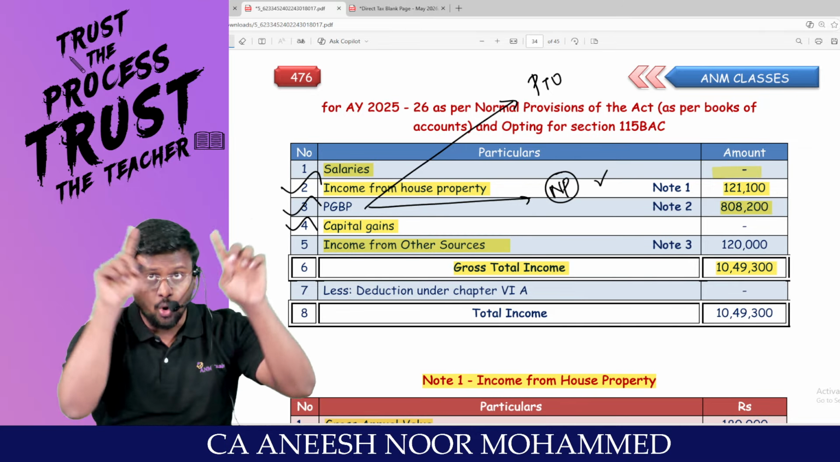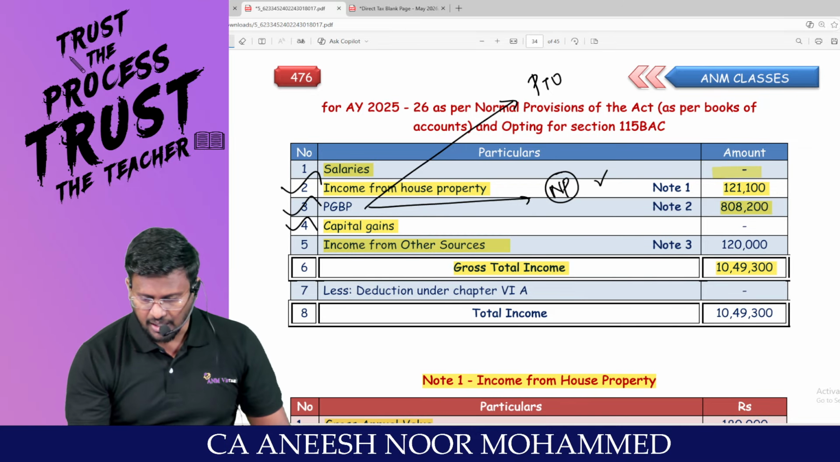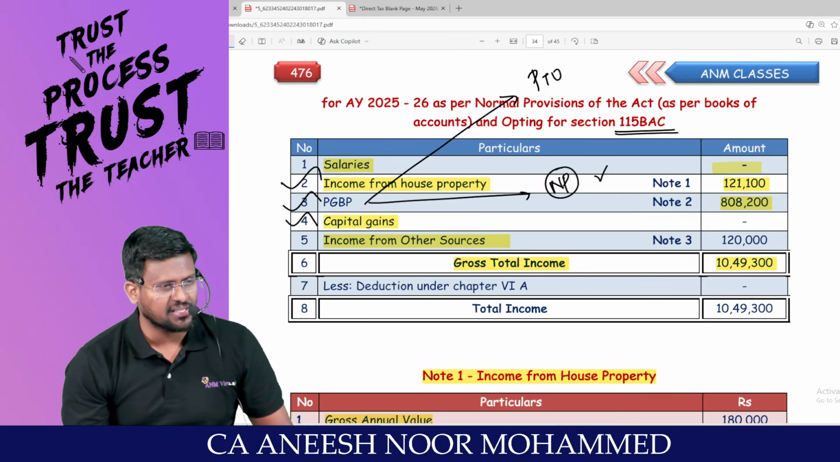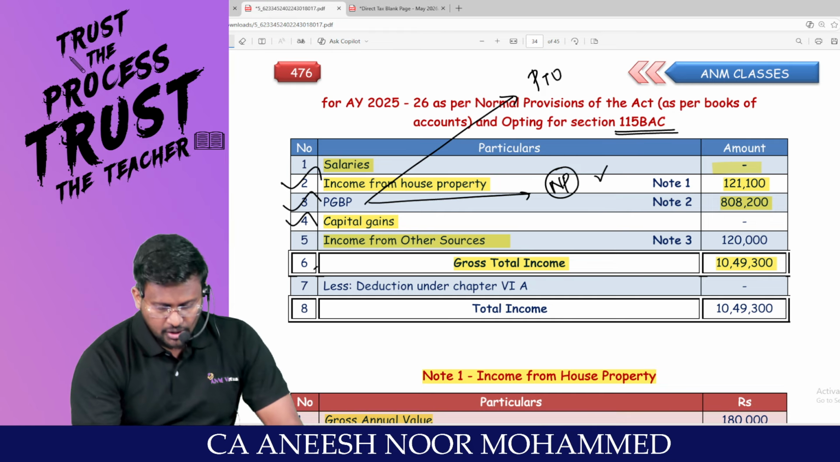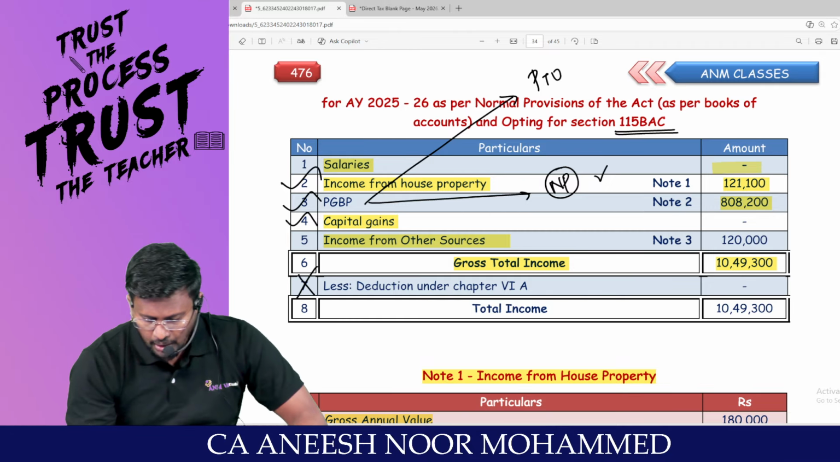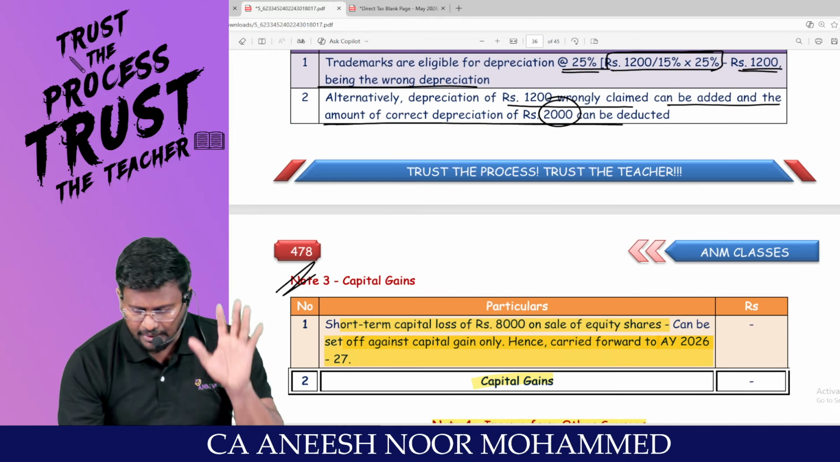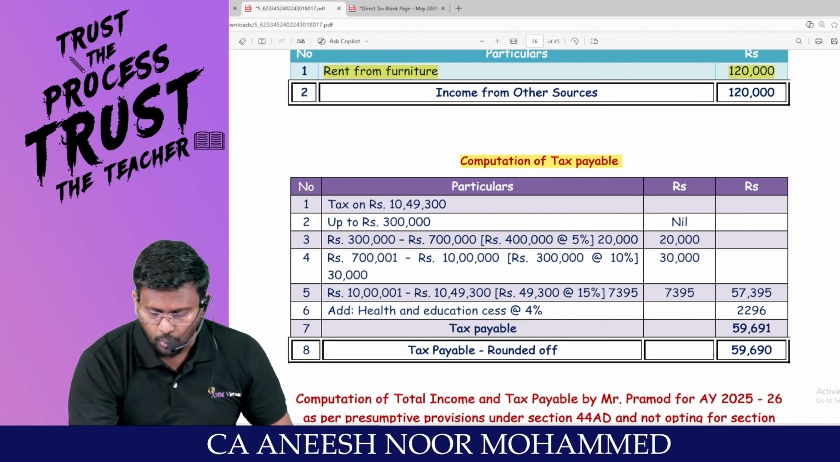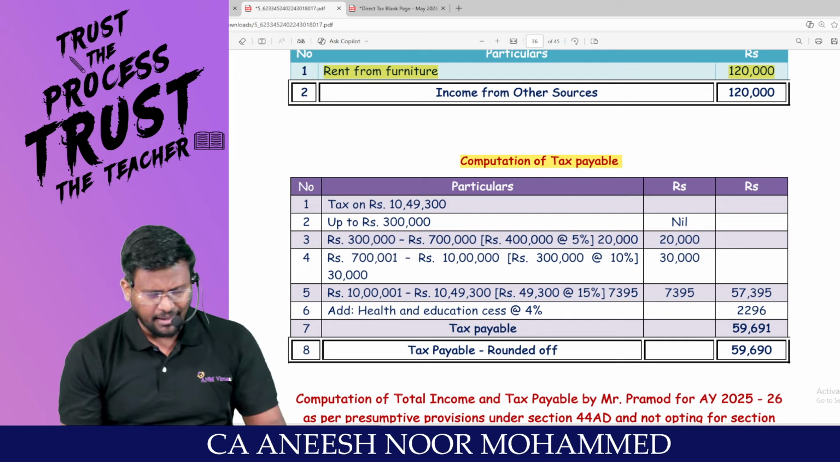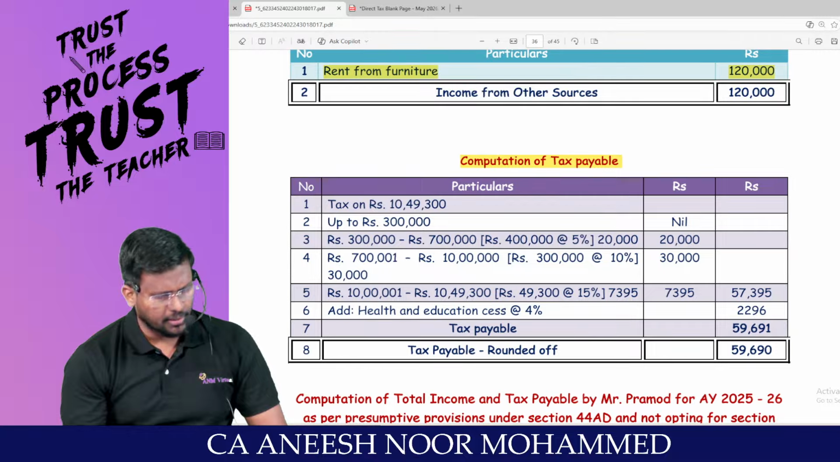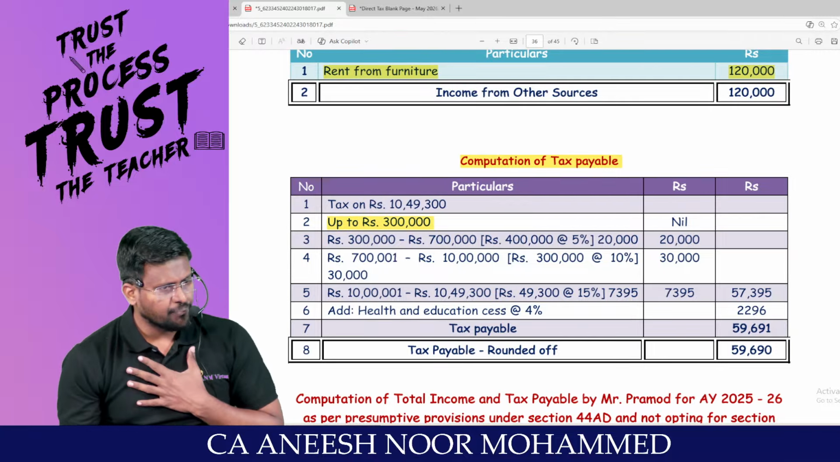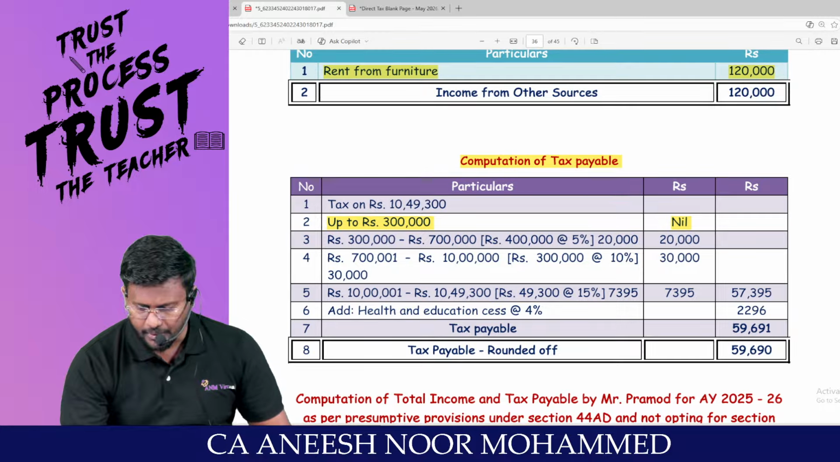Now, for the whole the head, sir, are you going through optional tax regime or default tax regime? There is no question of chapter 6A at all. So the total income will be 10,49,300. For that 10,49,300, we have to calculate the tax payable. In that, there is no special income at all. Am I right?